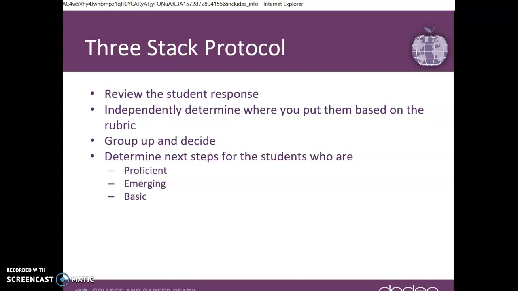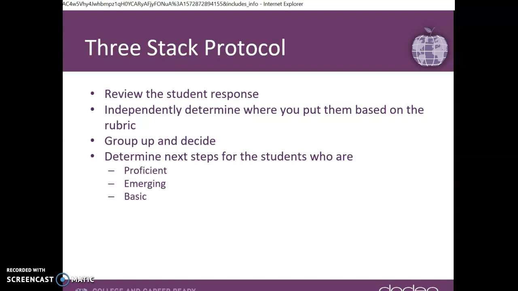And when you're done with that, you're going to post to the discussion board explaining how you're going to help your students who are proficient, emerging, and basic. And you guys, in your packet, it has all of the student responses. You don't have to cut those. Just write P, E, or B next to them. That'll make the process go a lot smoother.